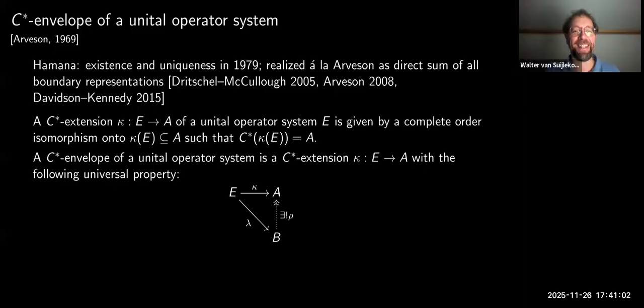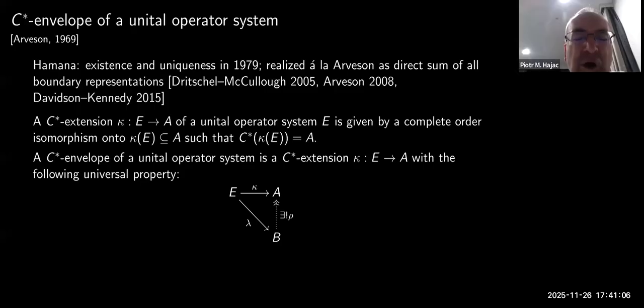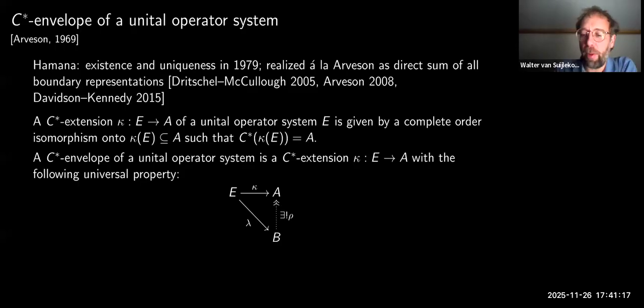All right. Okay. Now, is it obvious that if you take as a unital operator system a unital C-star algebra, that the C-star envelope will be exactly the starting C-star algebra? No. So let me give an example here.